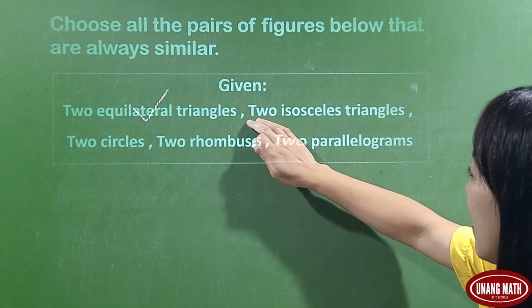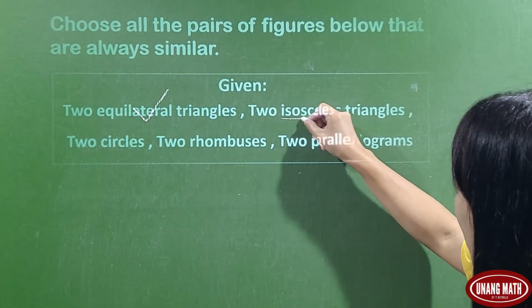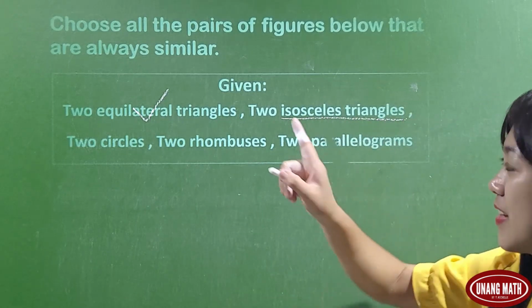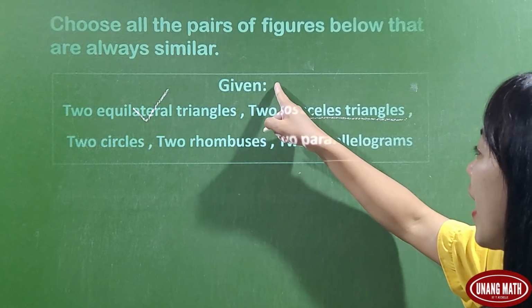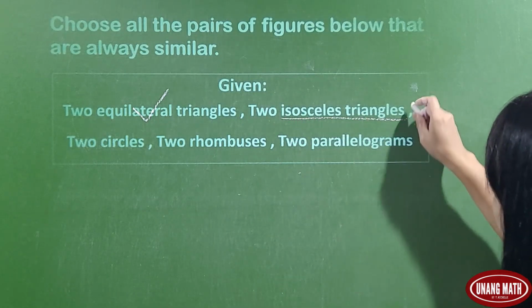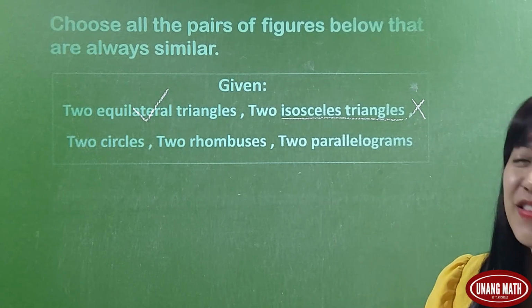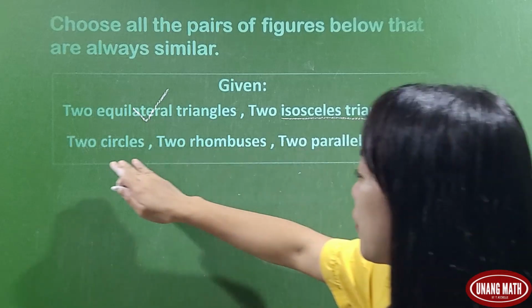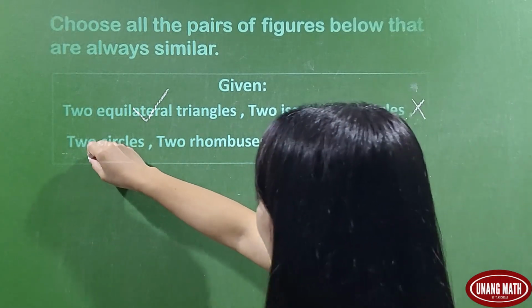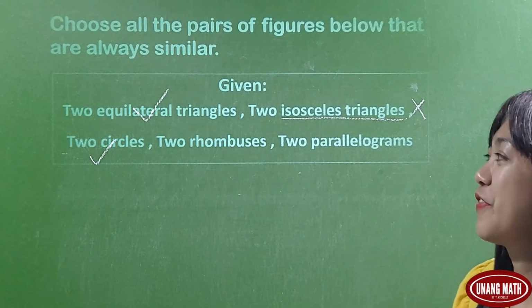Next one is two isosceles triangles. Take note, it's just isosceles triangles. It's not mentioned here two right isosceles triangles. So if it's isosceles triangles, then these two figures are not similar figures. For the third option, two circles, the answer is yes. Two circles are always similar figures.